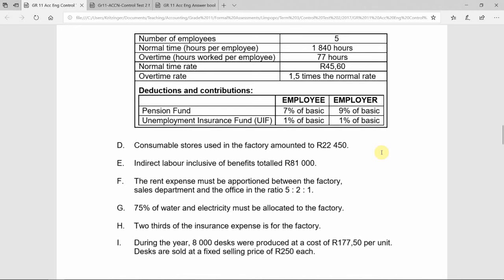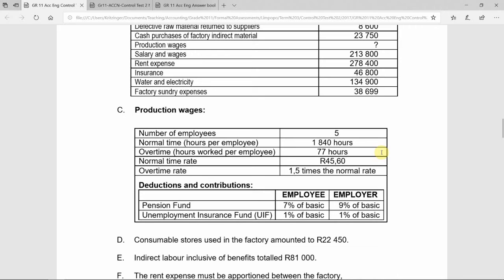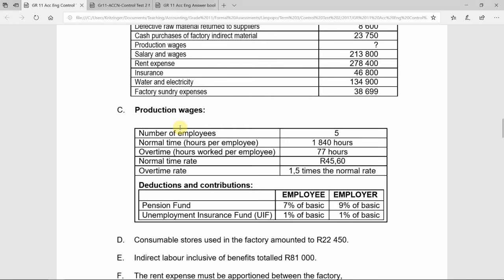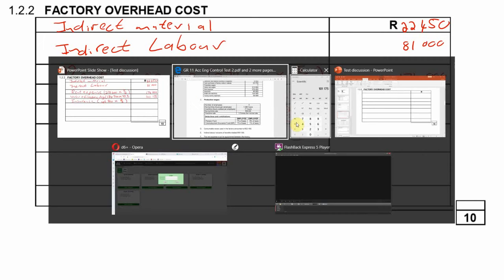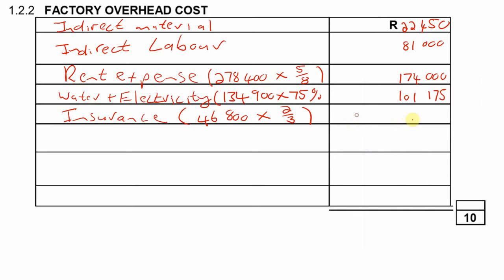Then number 8, 2/3 of the insurance expense is for the factory. So insurance is 46,800, 2/3 of that is for the factory. So we have insurance, the total amount is 46,800. We want 2/3 of that, so multiply by 2/3. So 46,800 times 2 divide by 3 is 31,200.